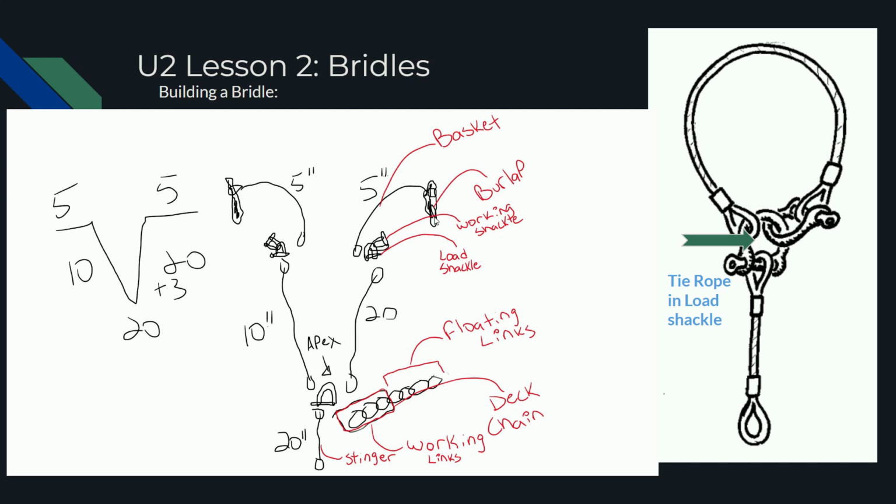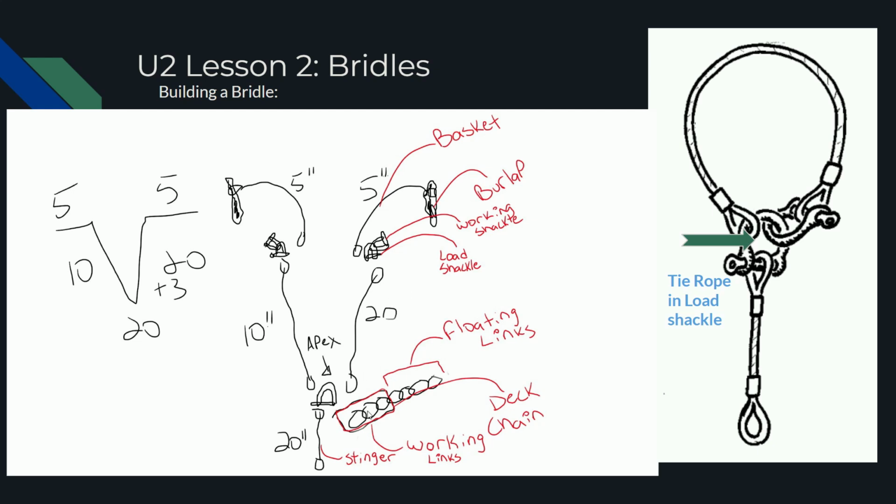And this is your working shackle. This one right here will be your working shackle, because this is the one that you're going to undo in the air and connect back to the load shackle. This doesn't take weight like that, at least not when you're making up the basket up there on the beam.